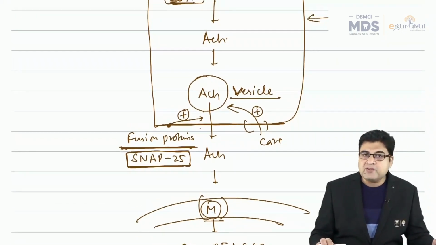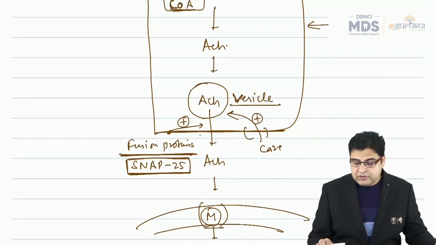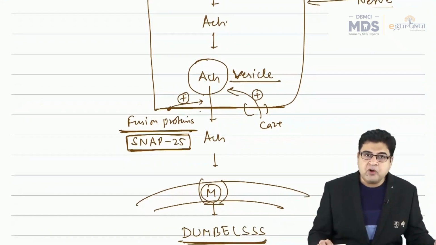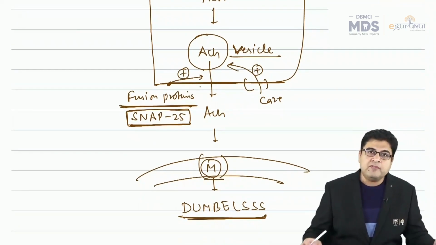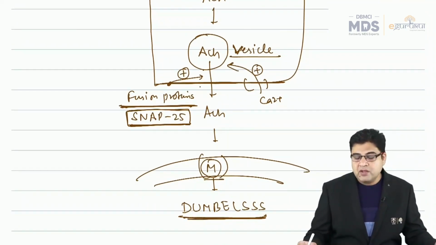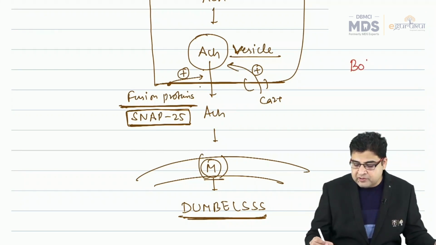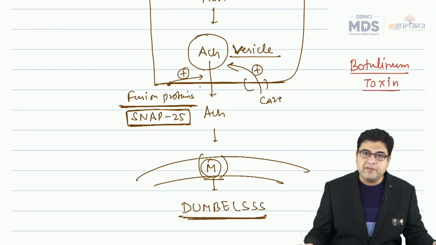We have a medicine that can act on this pathway, and that medicine can block the release of acetylcholine. So just remember the name of a drug. The name of the drug is botulinum toxin. So we have a drug over here. The name of the drug is botulinum toxin. Botulinum toxin is the name of a medicine.